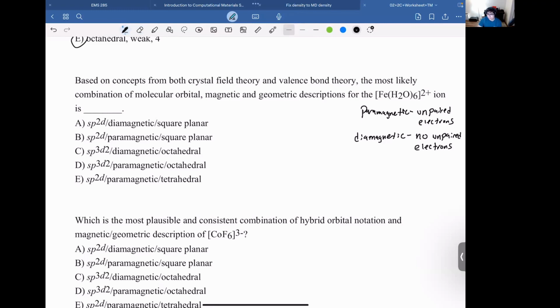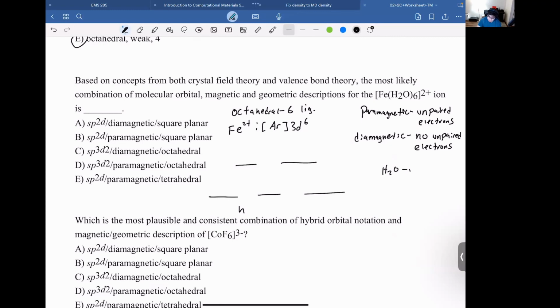Okay. This is still octahedral, right? You still have 6 ligand attachments. The noble gas notation for iron 2 plus is this. So we have 6 electrons we need to fill in. Then water here, or the aqua groups.